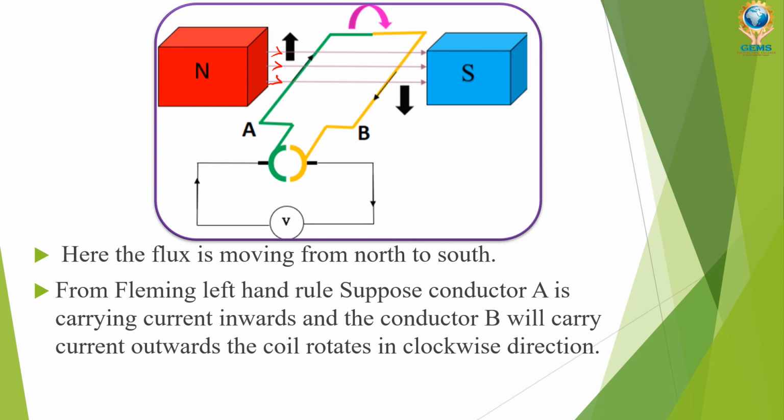Here the flux is moving from north to south. Next, from Fleming's left hand rule, suppose conductor A is carrying current inwards and conductor B carries current outwards. The coil rotates in clockwise direction. First we will discuss Fleming's left hand rule.